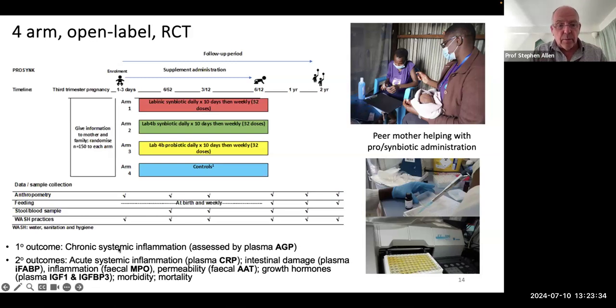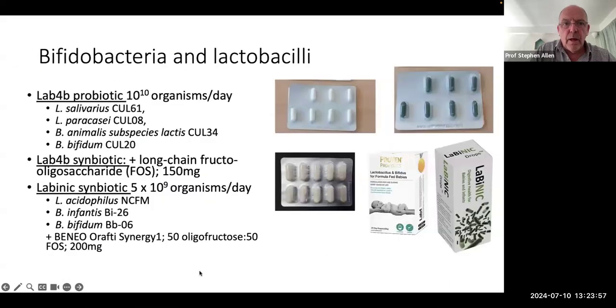Our primary outcome was chronic systemic inflammation. That was assessed by plasma AGP, alpha-1-acid glycoprotein, a marker of chronic inflammation in the blood. But we also measured acute inflammation in the blood, CRP, and the biomarkers of intestinal health that we've talked about, growth hormones, and we looked at morbidity and mortality.